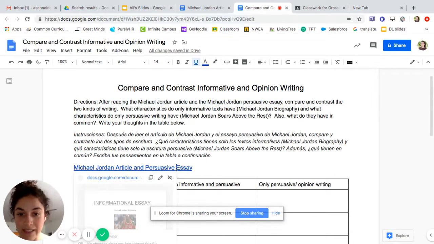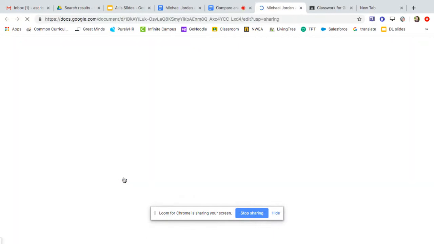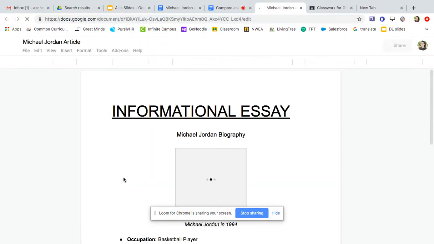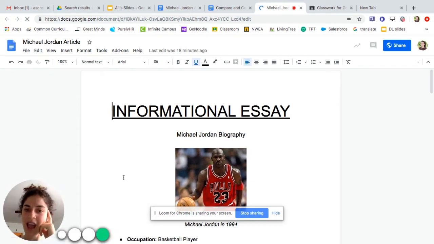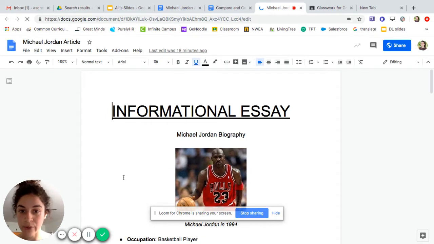So I'm going to open these up and I'm going to read them to you. So please follow along with me while you read. But first, think to yourself, what is the difference between informative writing and persuasive writing? What do you think is the difference? What does one have that the other doesn't? All right, let's read through an example.